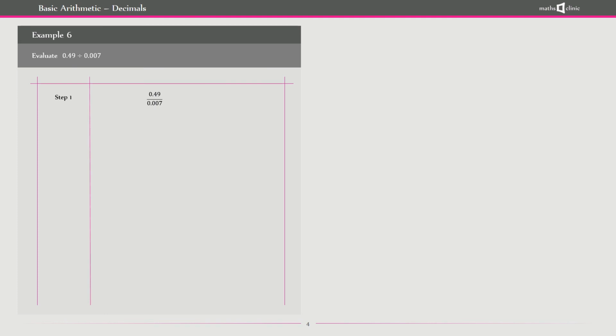Now the next thing we want to do is express this as whole numbers. I don't want to have decimals involved anymore. So what I'm going to do is multiply until I get to the point where I have no decimals. What you basically do is pick the number with the higher number of decimal places. In this case we have 0.007, so the higher decimal place is three decimal places.